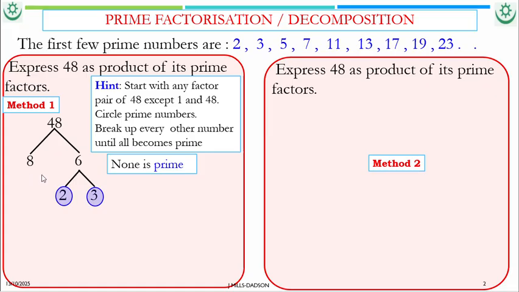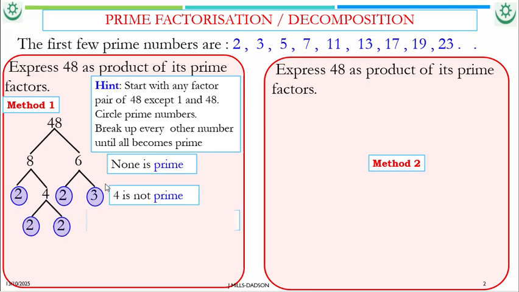Now what about 8? We have 4 times 2. 2 is a prime, so we circle it, but 4 is not a prime, so we need to break it up to 2 times 2. Both are prime, so we circle them. So we now got everything as prime numbers.